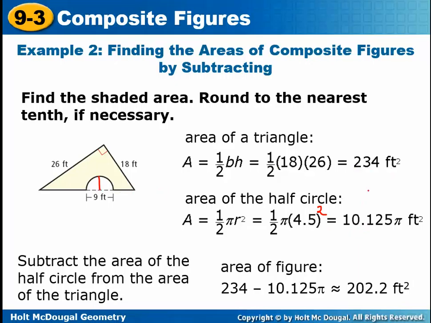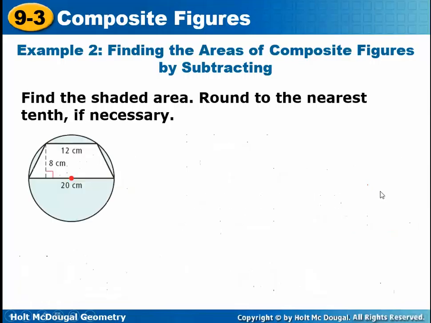So you're going to take the triangle minus the 10.125. So you get, and it's not 10.125, it's 10.125 times pi. So when you multiply that by pi, you get approximately 31.81. So 234 minus 31.81 is about 202.19, 202.2. So you might have to subtract. Sometimes that would make the most sense.